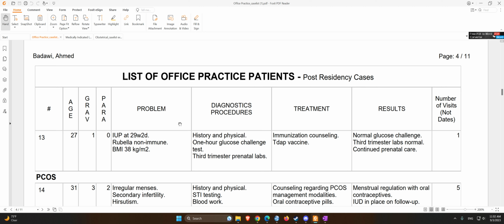All right, so we got case 15. The patient had BV. She got treatment for bacterial vaginosis. What is the treatment for bacterial vaginosis? Usually I prescribe metronidazole 500 PO BID times 7 days. What if you prescribe that and they either had a recurrence or they're still symptomatic? What would you do?